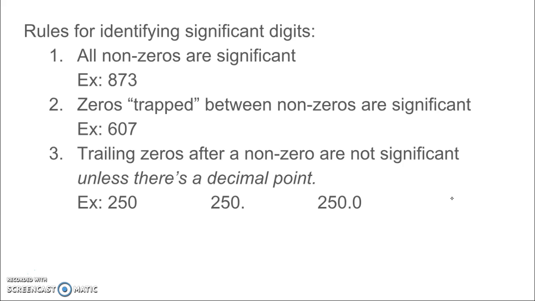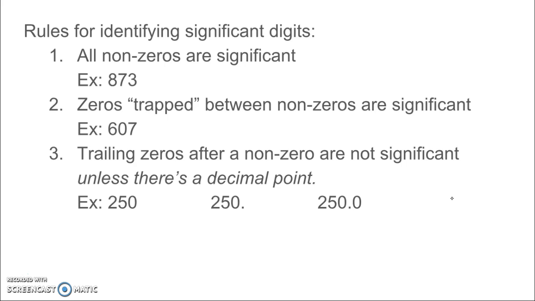Now this middle one right here, 250 point, the same rules apply as the one that we just did. However, now this one has a decimal point. So look at rule 3 again. Trailing zeros after a non-zero are not significant unless there's a decimal point. This decimal point means that this 0 is not just a placeholder like our first example. It's not saying how big it is. It's saying that we are accurate up until the ones place. We know for a fact that this is a 0, not a 1, not a 2. It's a 0. So this number has 2, 5, and 0 as the significant digits. We would say this has 3 sig figs.